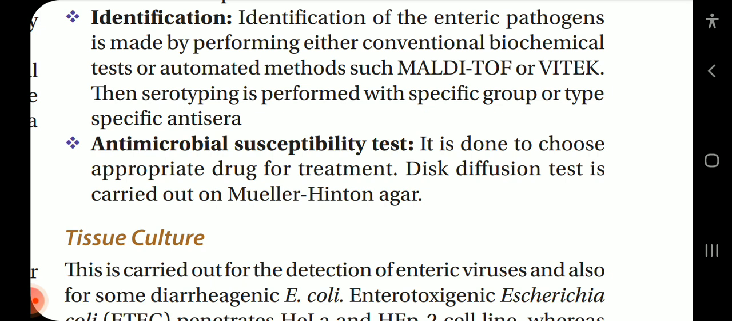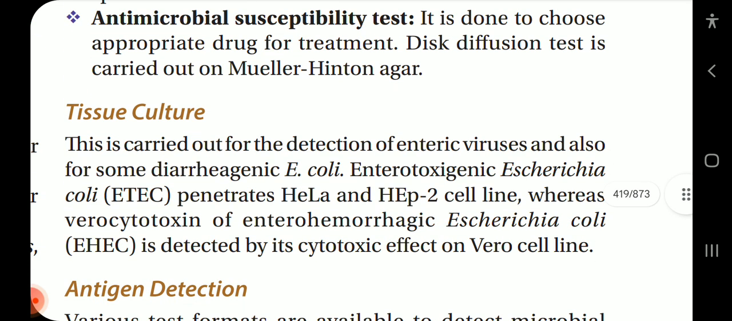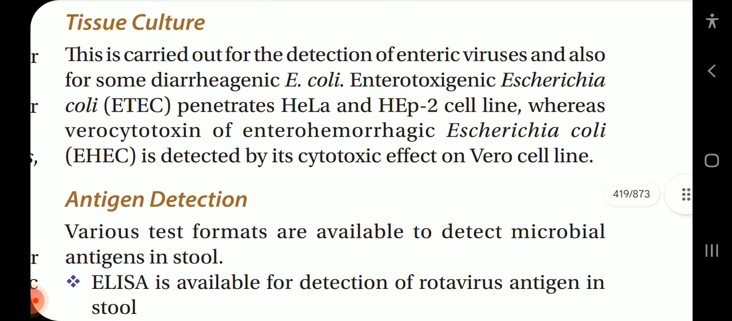Identification. Identification of the enteric pathogens is made by performing either conventional biochemical tests or automated methods such as MALDI-TOF or Vitek. Then serotyping is performed with specific group or type specific antisera. Antimicrobial susceptibility test is done to choose the appropriate drug for treatment. This disc diffusion test is carried out on Mueller-Hinton agar.